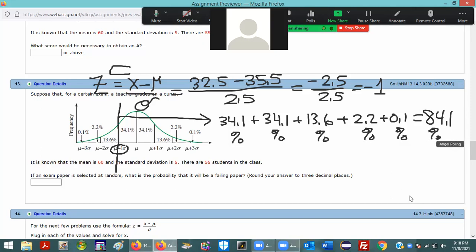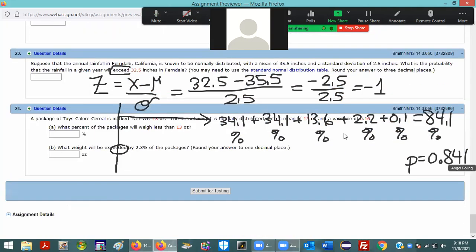And so this one here is a percent, but I bet they ask us for a probability. So 0.841, right? That was like number 22, right? What is the probability that the rainfall in a given year will exceed 32.5 inches in Ferndale? That will be a probability of 0.841.